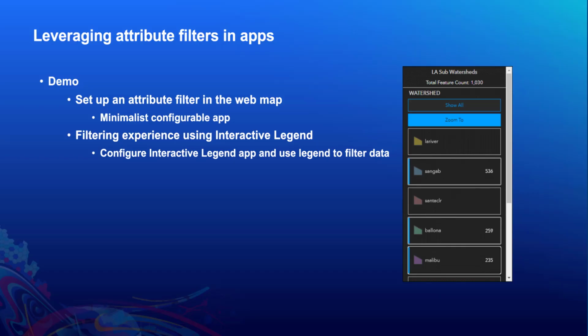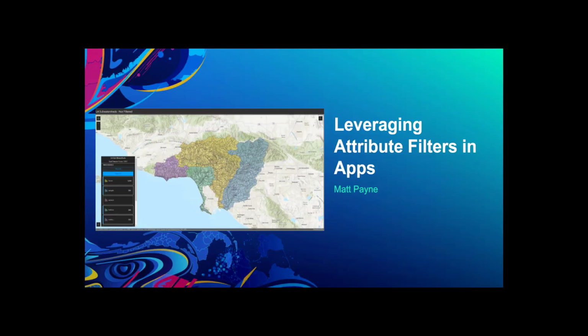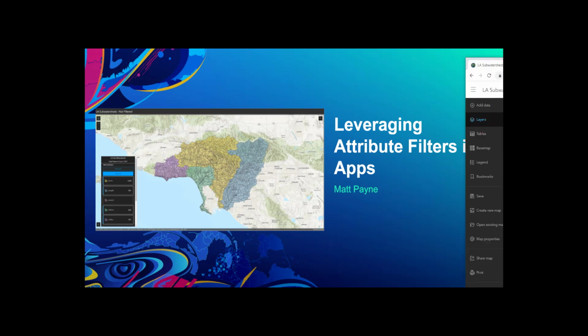In this demo, I'll walk through 2 different workflows, the first of which will be setting up an attribute filter in the web map. We'll use the new map viewer in ArcGIS Online to do this, and then publish that web map using the minimalist configurable app. Next, I'll show how we can use the interactive legend configurable app to offer a filtering experience within the app itself. So now I'll jump into the demo.